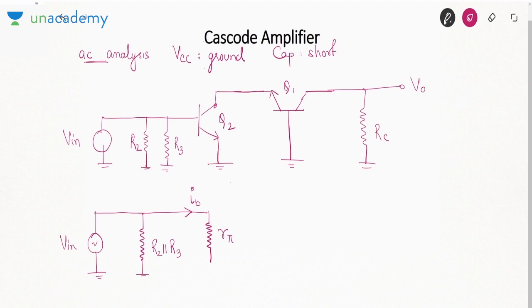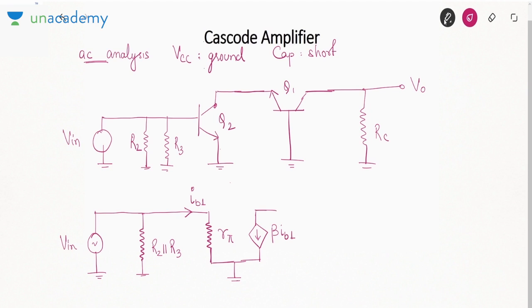Either you can use the gm V pi model or the beta RE model. It is your choice. You can use any model, either the T model of the BJT or the hybrid pi model. Now this is the emitter terminal, which is grounded. Let me call it IB1. Then we will have a current source beta IB1. Now suppose I am ignoring R0.